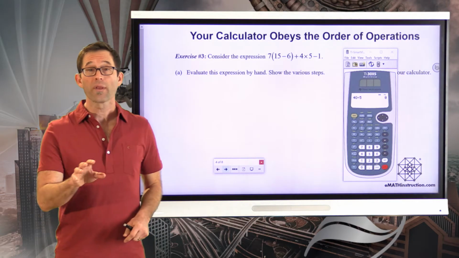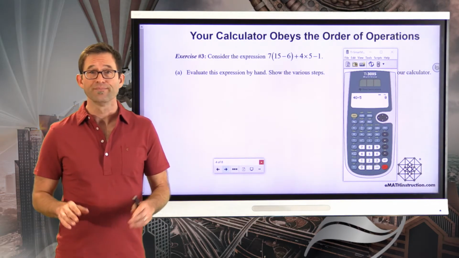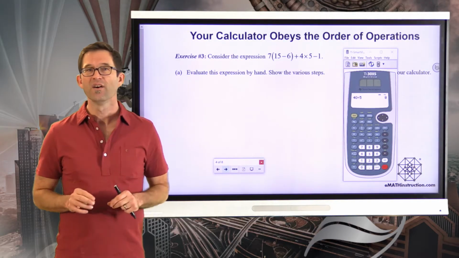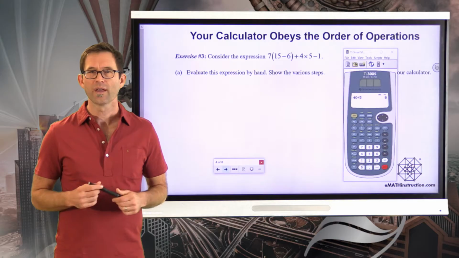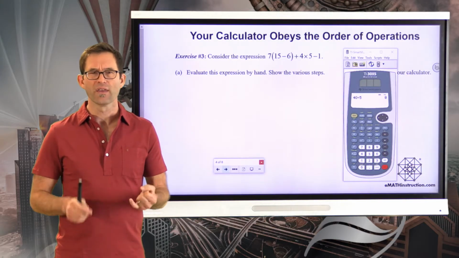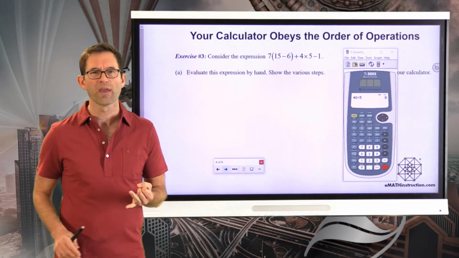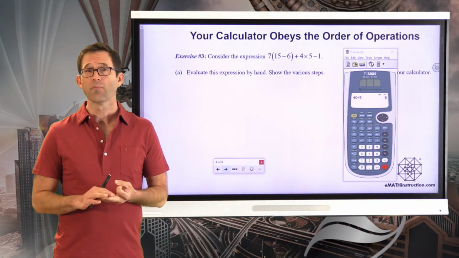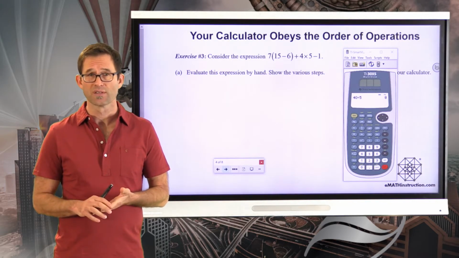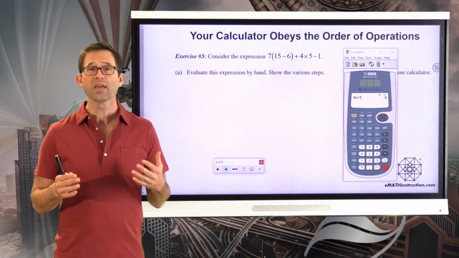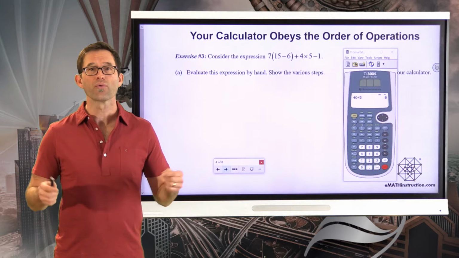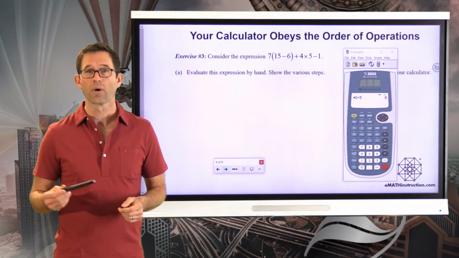All right, well, one of the great things about most scientific calculators is they know and they obey the order of operations, right? Remember, order of operations says you have to do things in parentheses first, then exponents, then multiplication and division, then addition and subtraction. All right, so let's take a look at exercise number 3 and kind of go through that particular problem and see where we can get on it.